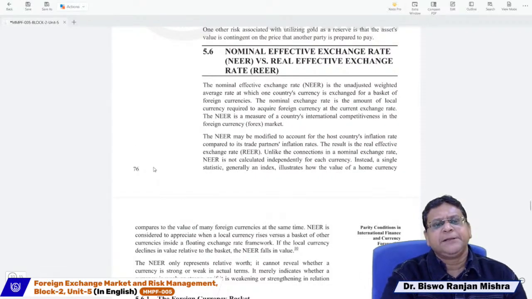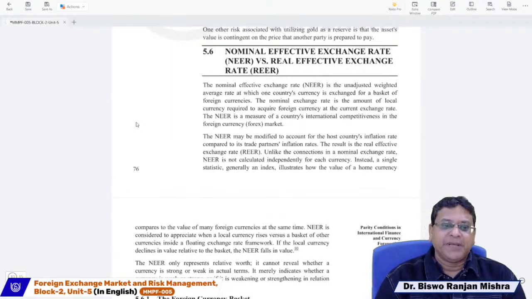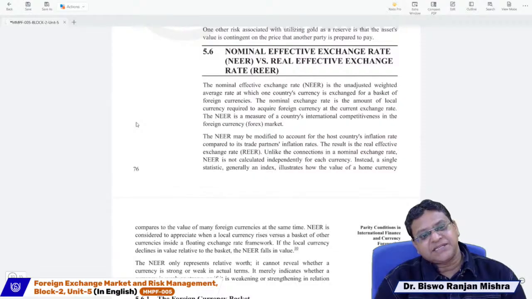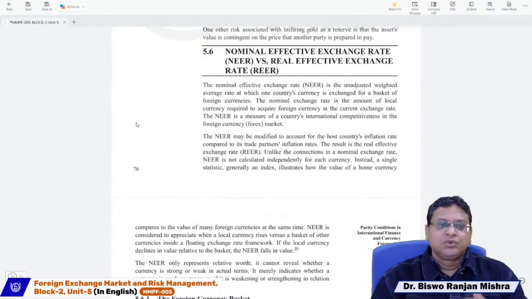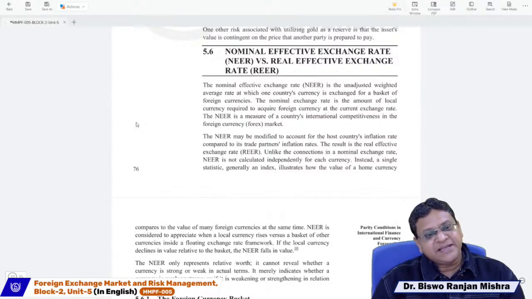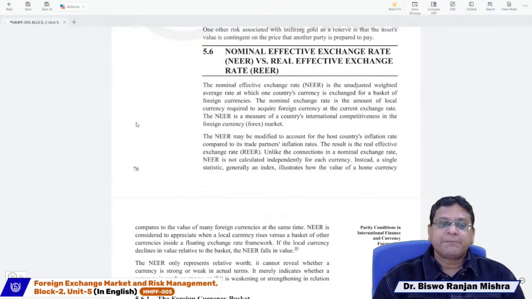Now, please see, Indian currency might appreciate in comparison to dollar. It might depreciate in comparison to euro. It might appreciate in comparison to Japanese yen. It might depreciate in comparison to Chinese renminbi. So, with some currency, our value might increase. With some currency, our exchange rate might decrease or depreciate or appreciate.